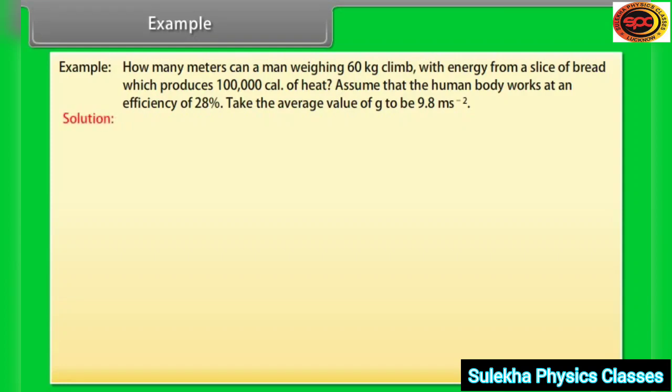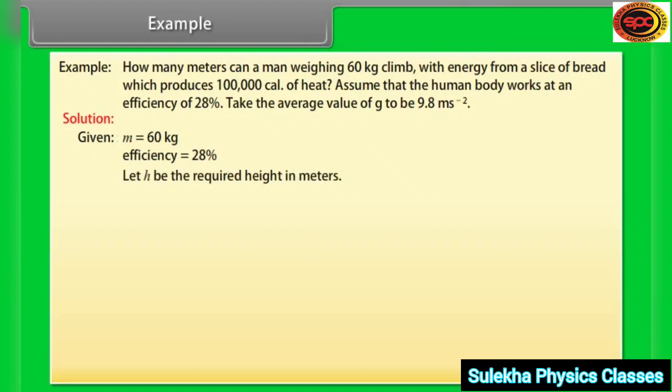Let's see the solution. Here, mass and efficiency is given, which are 60 kg and 28% respectively. Let h be the required height in meters. Now, we know that the work done is equal to potential energy. So, by simplifying it, we get 60 into 9.8 into h joule. By calculating it, we get 588 h per 4.2 joule.